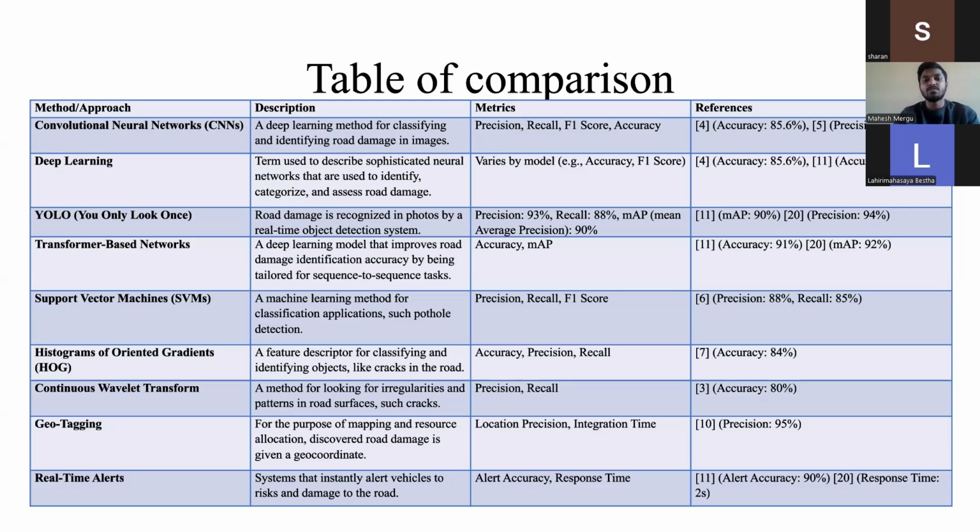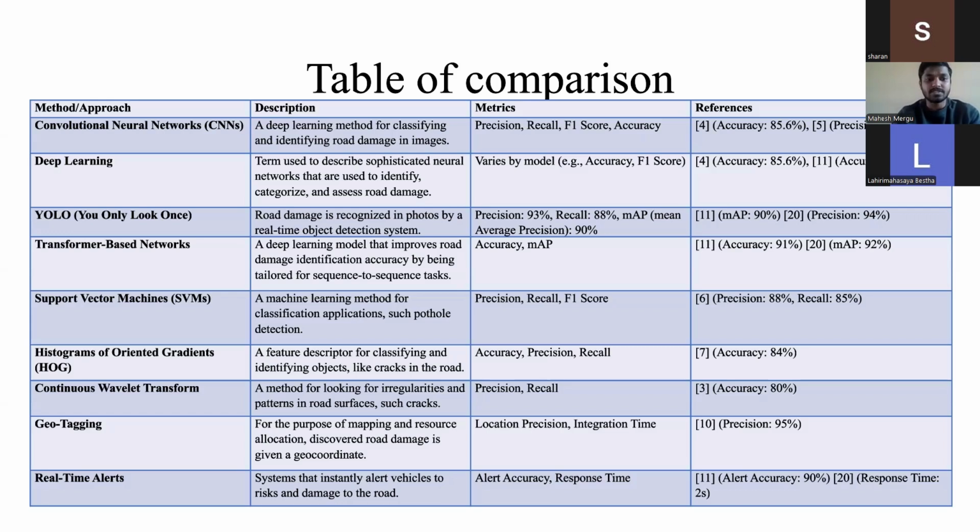For this, the metrics they used were the same, accuracy and F1 score, and the score came out to be 85.6%, and the accuracy was 90.5%. YOLO, I told you it was one of the phenomenal models. You Only Look Once, that is what it stands for. Road damage is recognized in photos by real-time object detection, and precision for that was 93%. I told you that is the highest among all of these. And then the recall was around 88%.